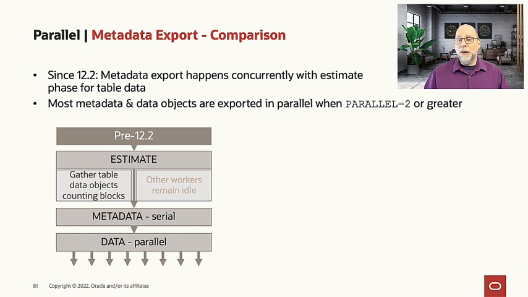You could speed it up by saying estimate equals statistics, but sometimes you don't have accurate statistics, and then that can throw off the export process itself. And only once we're done with the estimate phase will we then start exporting the metadata with a single thread, and then we will also export the data using parallel processes. Well, we mixed that up in 12.2 to make it more efficient.